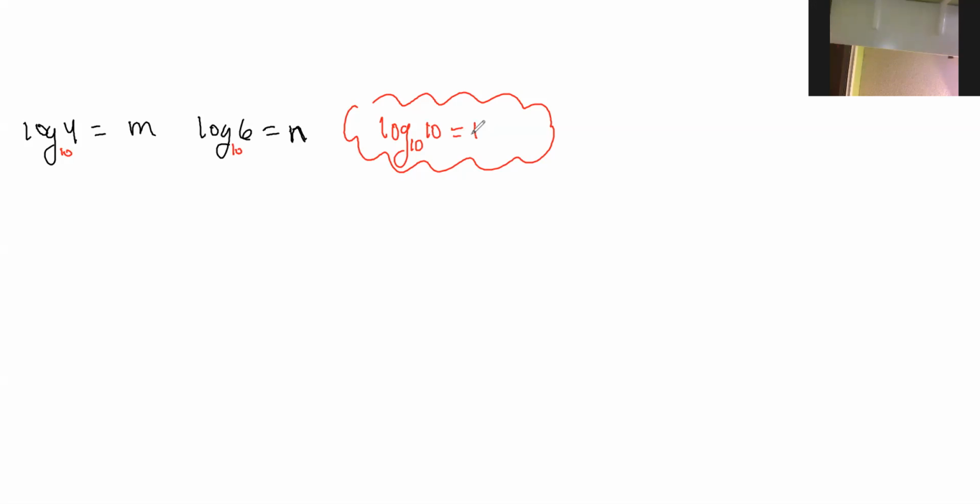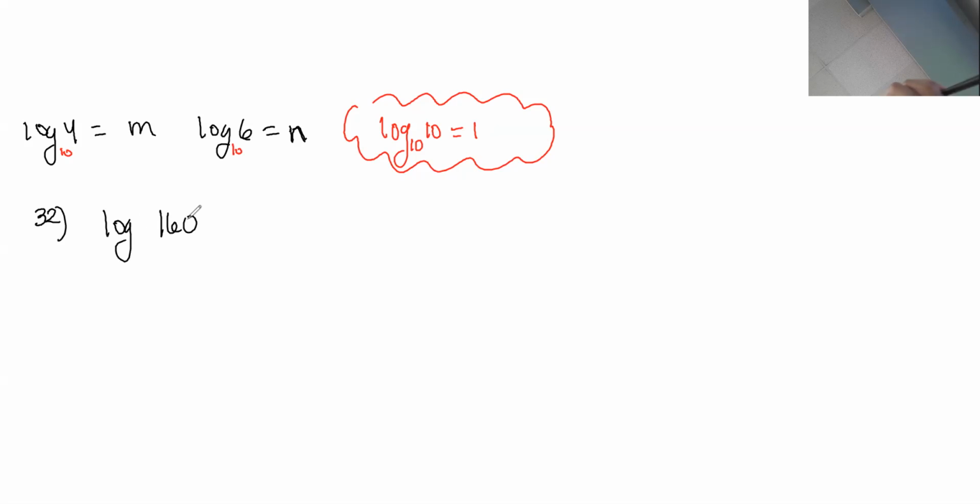If the bases were 7, I would have log base 7 of 7, or log base 8 of 8, whatever the base is that's being used. Okay. Number 32: log of 160. Now, if you remember notes, I said you can use multiplication, division, or powers. How can I get 160 using 4, 6, 10? I can use any combination, 4 and or 6 and or 10.